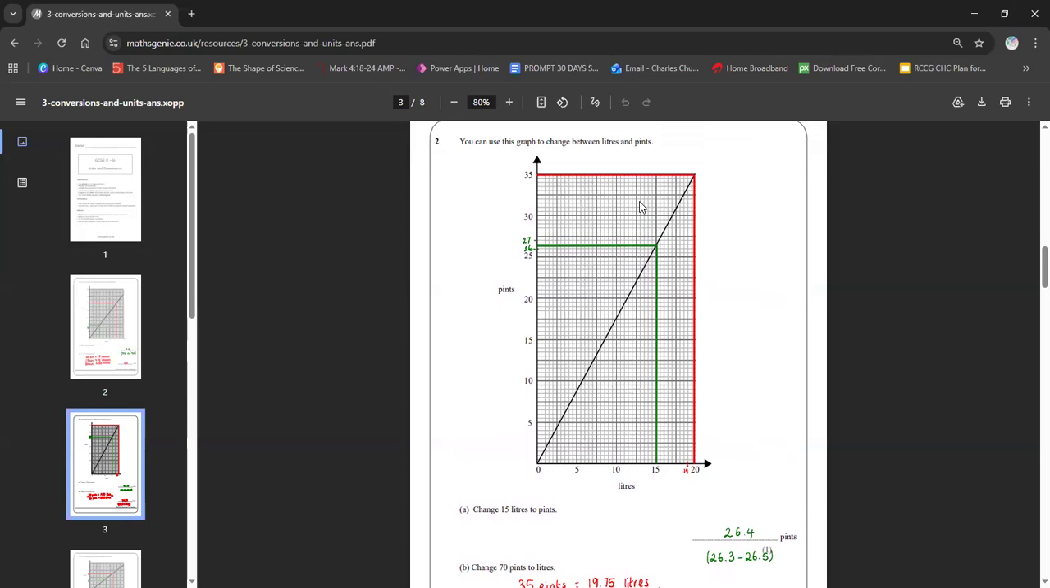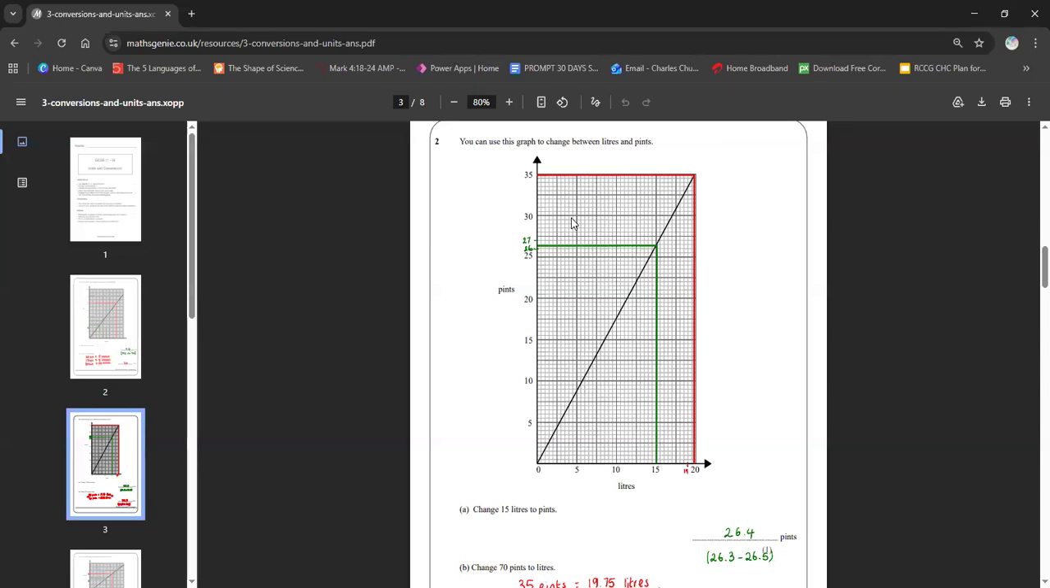Can you see this graph clearly? If you zoom in, you might be able to see it better. So I said this graph converts the liters to pints. According to the question, we want to know how many pints there are in 15 liters. So what would that be? If you place 15 to the graph, what would you have?